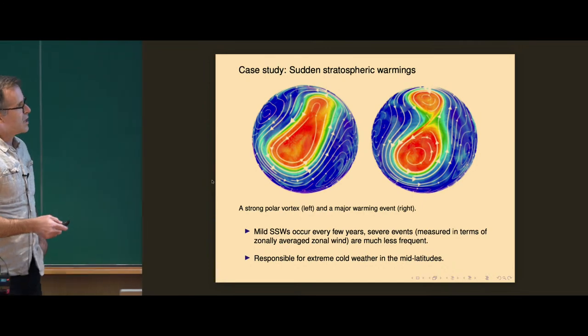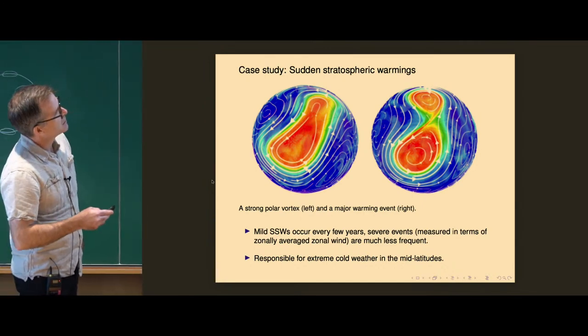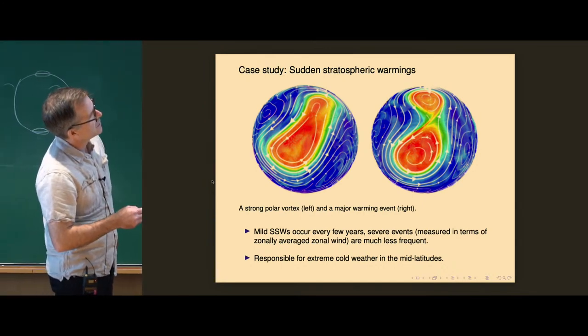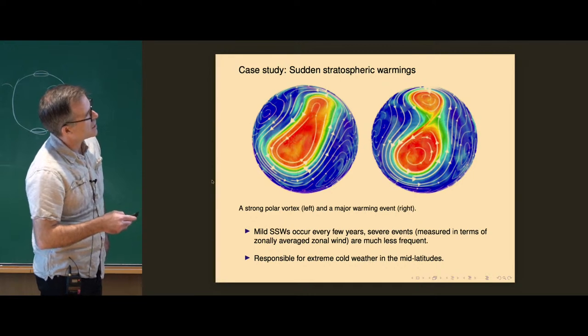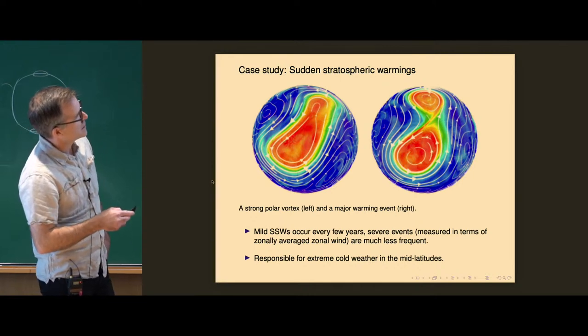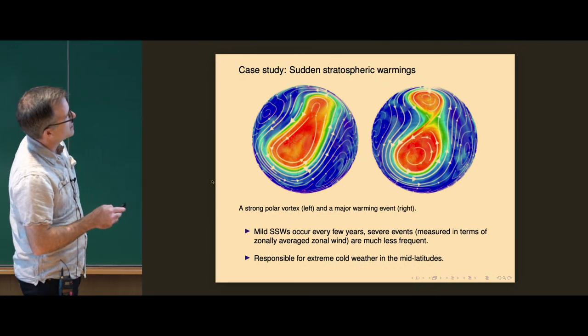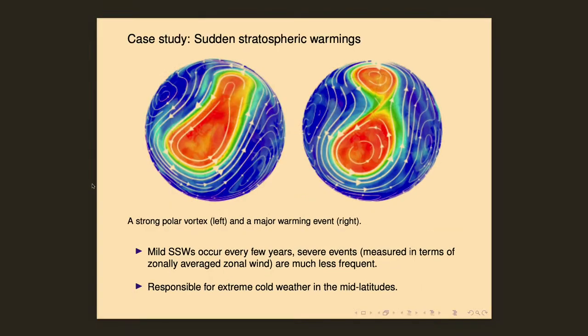And I'm going to jump straight into a case study here. We have a project in the group working on sudden stratospheric warmings. That's a disruption in the jet stream. I've got a picture of a normal configuration here and a disrupted configuration over here. I lived in Chicago for a long time. In Chicago, the consequence of this, an extreme version of this, is very cold weather in the winter.